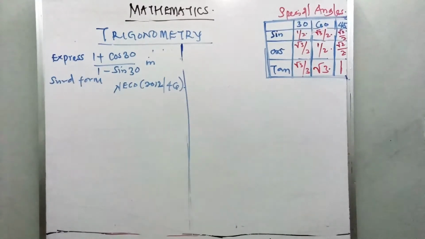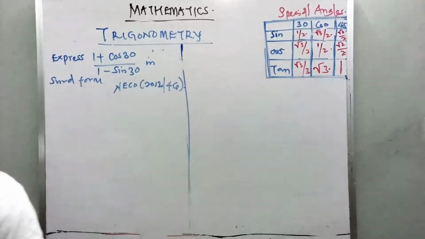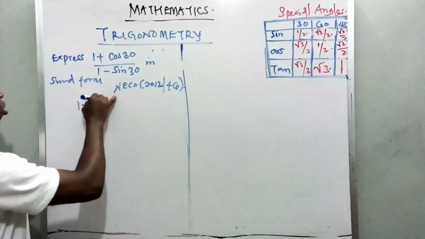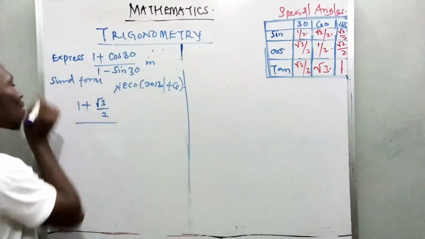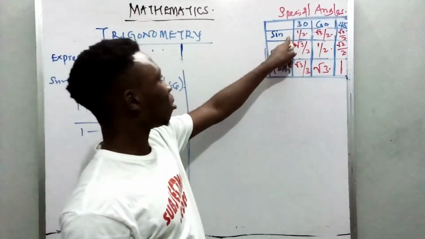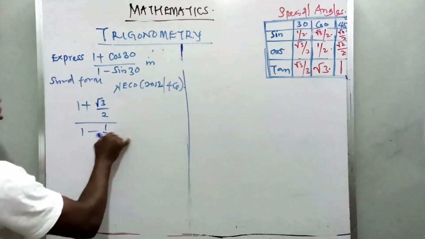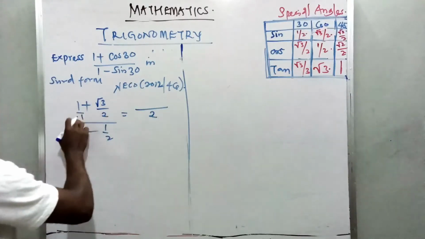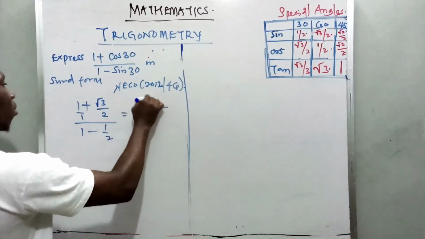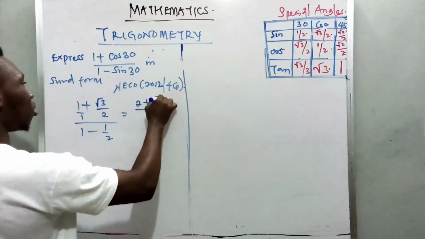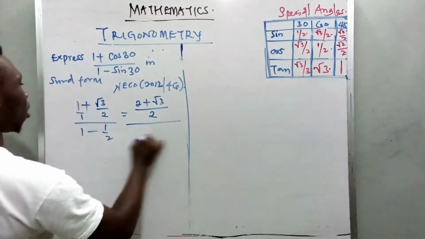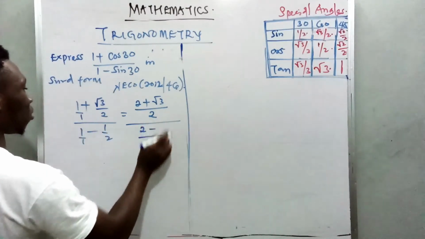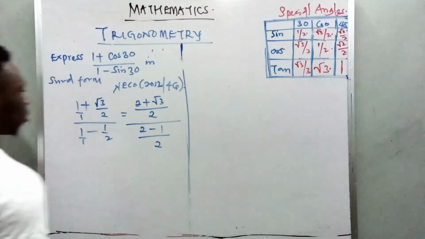So express 1 plus cos 30 over 1 minus sine 30. Cos 30 here is root 3 over 2. Sine 30 is 1 over 2. Looking for LCM, this is now 2. 2 divided by 1, 2, 2 times 1, 2 plus 2 divided by 2, 1, 1 times root 3, root 3, all over the LCM here, 2. 2 divided by 1, 2, 2 times 1, 2 minus 2 divided by 2, 1, 1 times 1, 1.